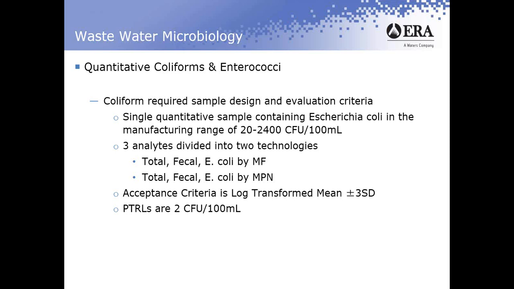So let's go over the design criteria first for the coliforms. It's a single quantitative sample. Again, it's going to contain E. coli in the manufacturing range of 20 to 2400 CFU per 100 mils. There will be 3 analytes divided into 2 different technologies. So you're going to have total, fecal and E. coli by membrane filtration, and then again total, fecal and E. coli by most probable number. So you've got 6 possible blanks that you can report your result on for this particular sample design.